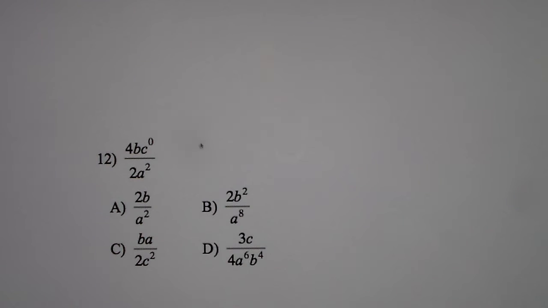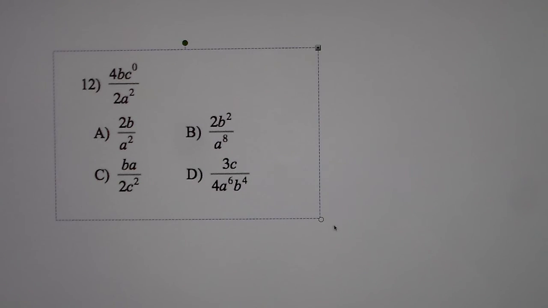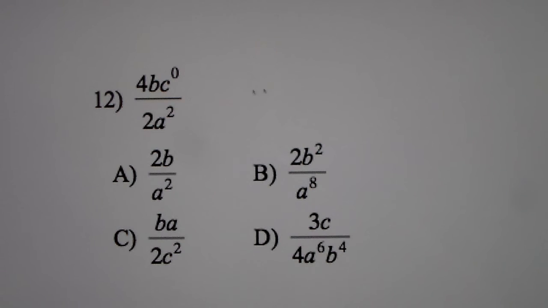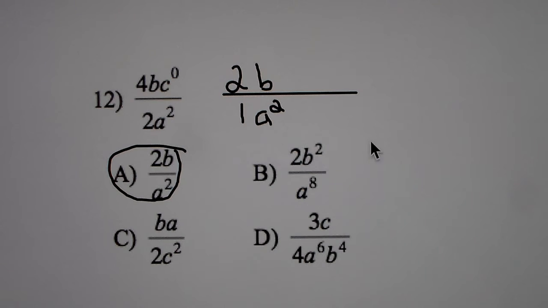Let's look at number 12. We have 4 divided by 2. 4 divided by 2 is just 2, or 2 over 1. We want to be on point, so I'll leave that there. Our B is there. Our C, well, C is to the power of 0, so I don't even have to write anything there. I just let it be. And then a squared stays on the bottom. So you have 2b over 1a squared, or 2b over a squared, which is a. So 12 is a.